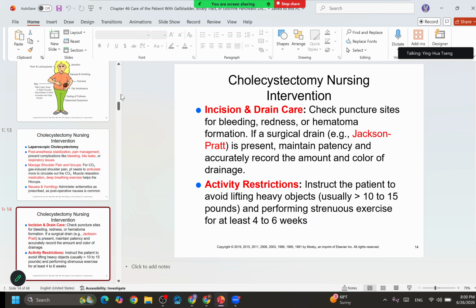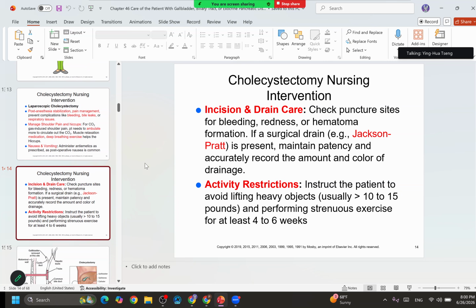Nursing interventions also include incision and drain care. This is most likely for the open surgery, but I'll talk about it a little bit right now. Sometimes with a surgical patient, if the doctor has some concern, maybe they need to put in a drain in case there is a hematoma inside, meaning bleeding inside, or some kind of inflammation. So we'll put in a surgical drain, like a Jackson Pratt, or JP drain.